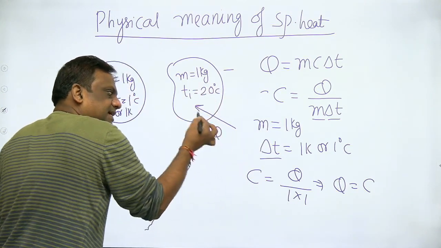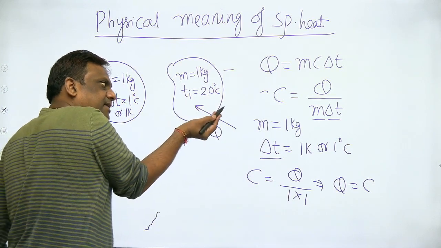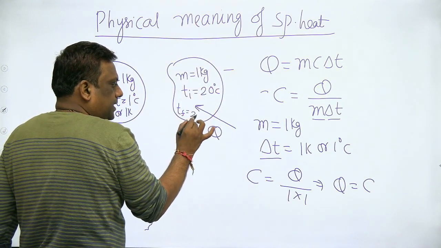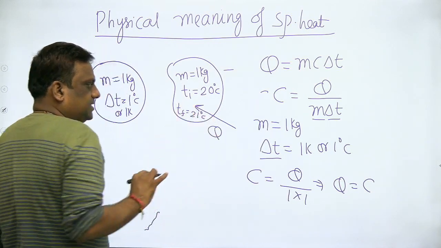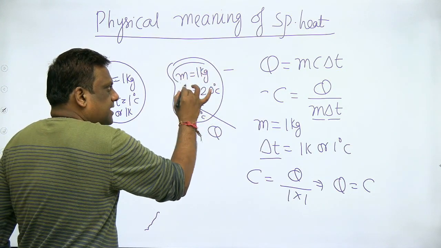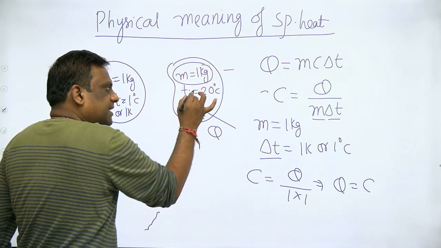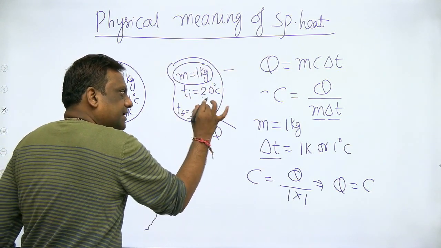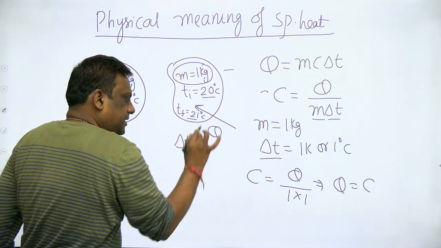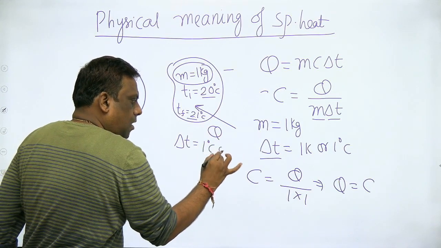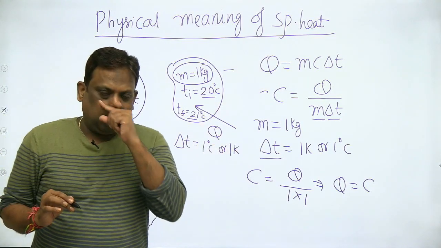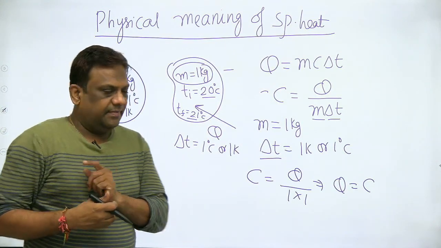Now supply heat. When you are supplying heat, the temperature will start increasing. Let the final temperature be 21. So now look, how much mass have you taken? 1 kg. What is the temperature difference? It is 21 minus 20, so the temperature difference is 1 degree centigrade or 1 Kelvin. Absolutely no problem at all. Now let us see.